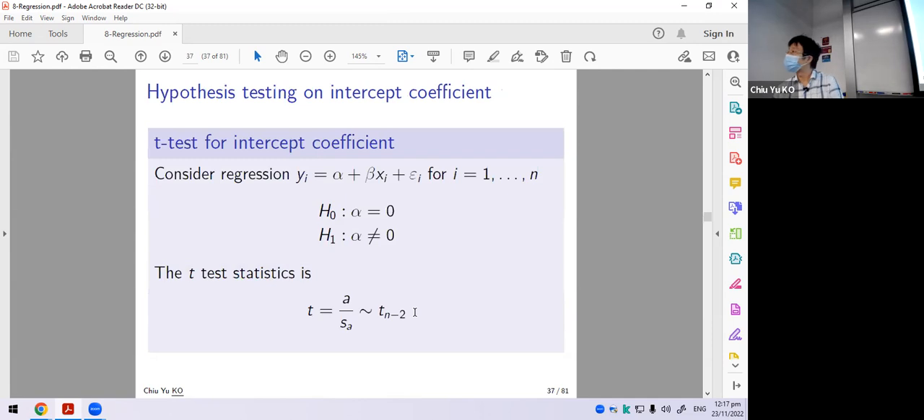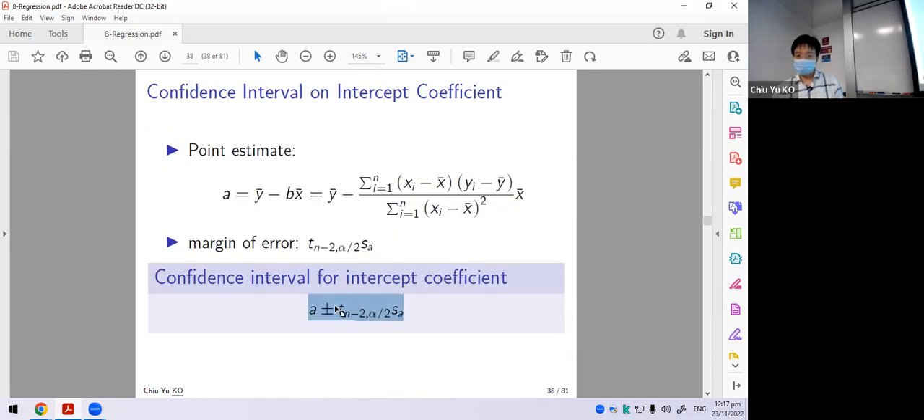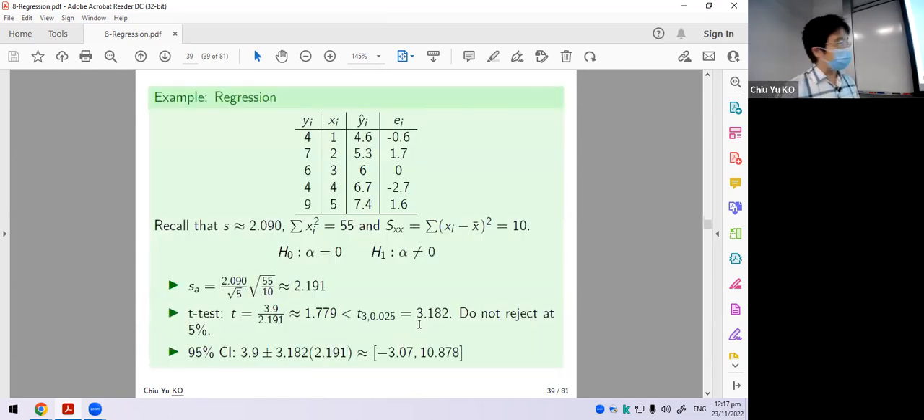Because this is just normal, just the same as the t. So there's nothing new here. You find the critical value. Just to remind you that it's n-2 rather than n-1, right? So that's the only difference, and that's it, okay? So let me go to the example of this, quickly.